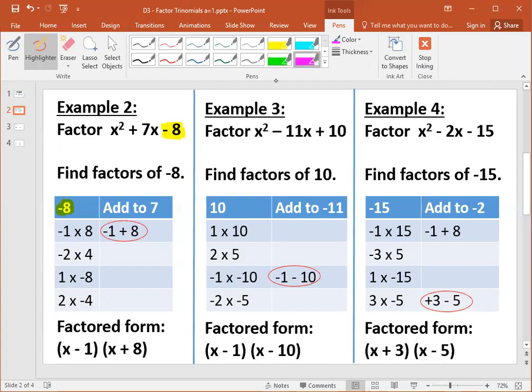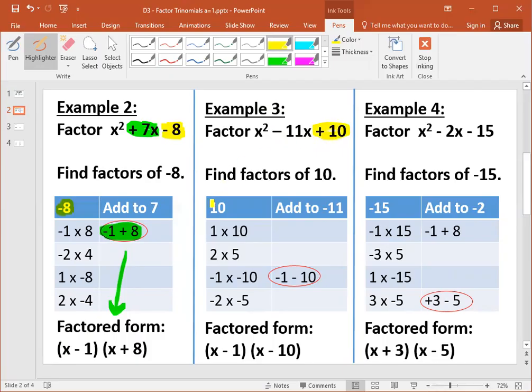Now they have to add up to 7. And if I look, negative 1 and positive 8, this grouping, when I add them together, gives me positive 7. So those are the factors that I use down here in my factored form: x minus 1 and x plus 8. Okay, so example 3, same thing, x squared minus 11x plus 10.